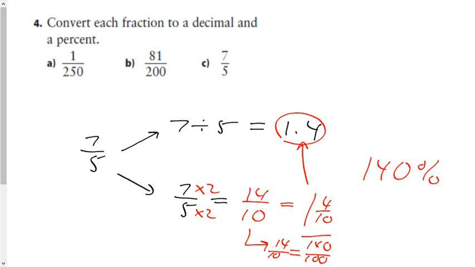7 out of 5. If you get 7 out of 5 on a test, you got everything right, all 5 questions right, you got the 2 bonus questions right, you ended up with 140% on your test.